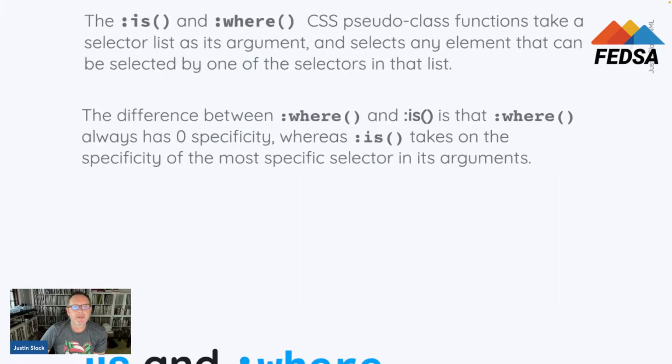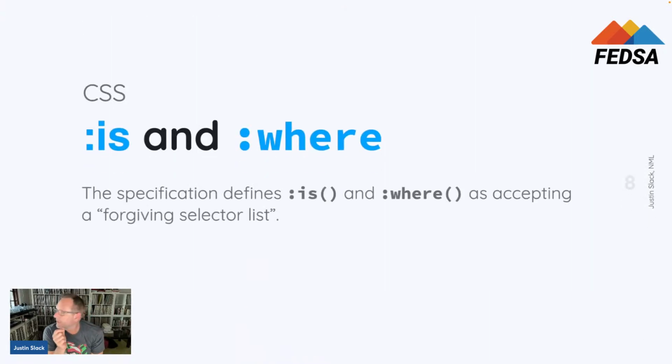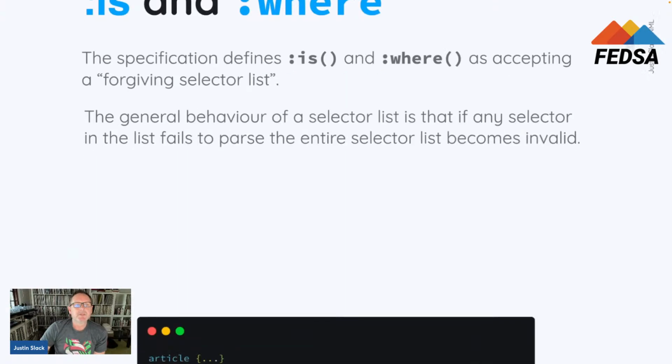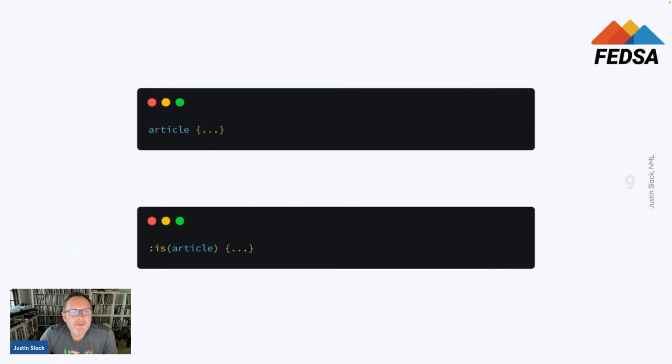Right, so whereas :not, if one thing is invalid, everything is invalid, the specification defines :is and :where differently, as a forgiving selector list, okay, which means the opposite of that. But let's say we have an article and we want to apply some styles into that article. We might normally just write it as in the first code block there. If we want to use :is, the notation is colon, is, parentheses, and then the element we want to target within that.